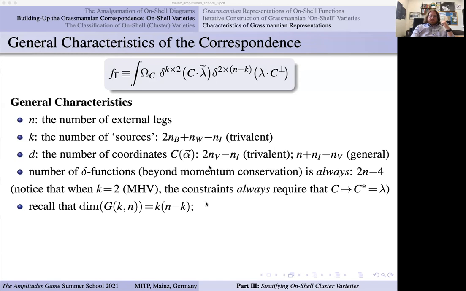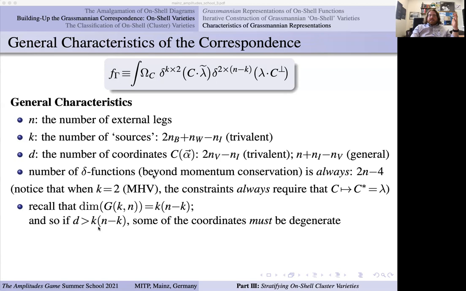And then particularly that implies that if D, so the number of coordinates, this number can grow arbitrarily by adding edges to the graph, right? Every time you add an edge, you add 2 new vertices and 3 new internal lines. So that means that D goes up by one every time you add an edge. And so by starting from any seed graph, you can keep adding edges forever, and you will increase D arbitrarily large. However, the dimension of the Grassmannian is bounded by this.